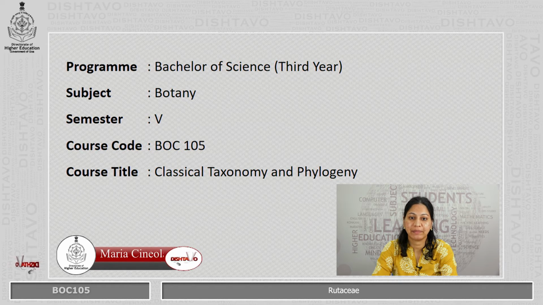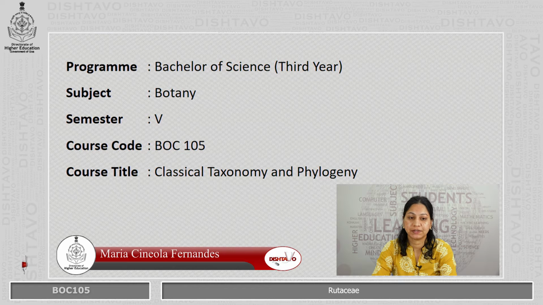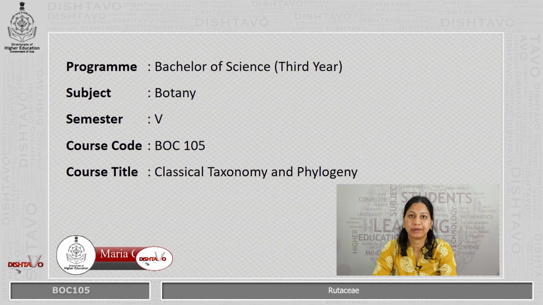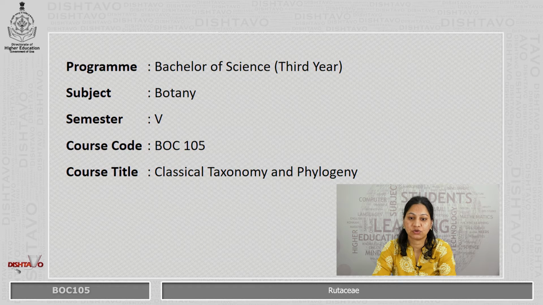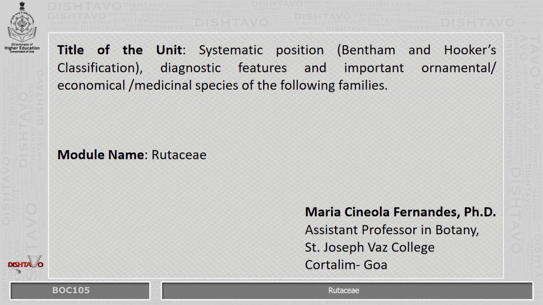Welcome to the program Bachelor of Science, 3rd year, Subject Botany, Semester 5, Course Code BOC 105, Course Title Classical Taxonomy and Phylogeny. Title of the unit is Systematic Position, Bentham and Hooker's Classification, Diagnostic Features and Important Ornamental, Economical and medicinal species of the following families. Today we will study the family Rutaceae.